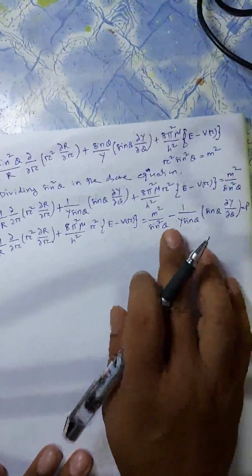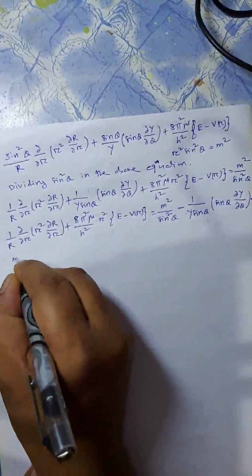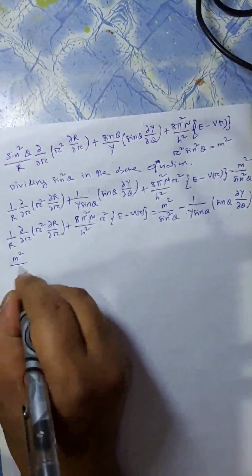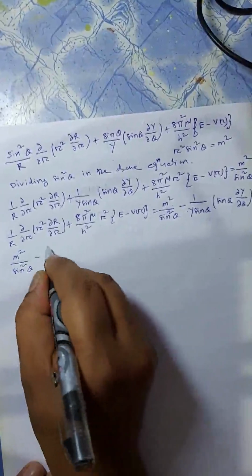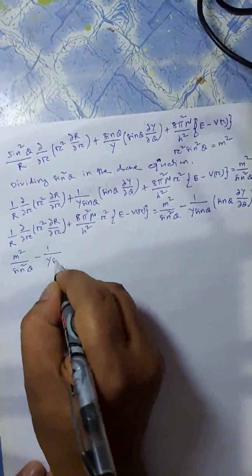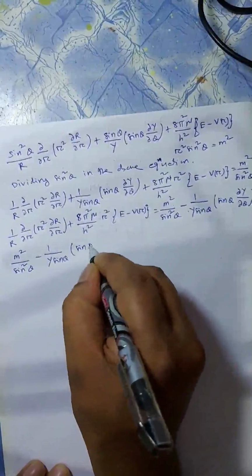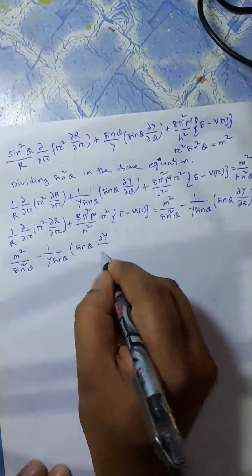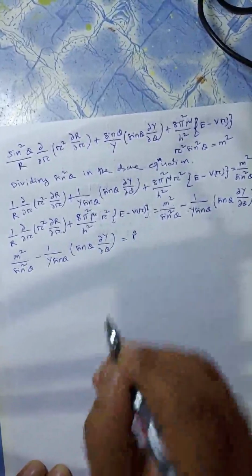Then what do we do? Now I take first the theta equation. We have to derive the theta equation. What is the theta equation? It is m r square sin square theta minus 1 by y sin theta dou y by dou theta is equal to beta.